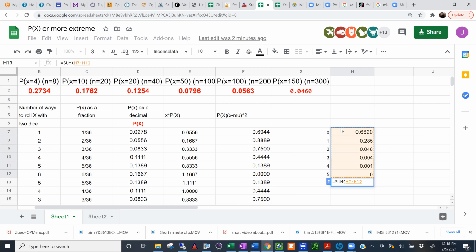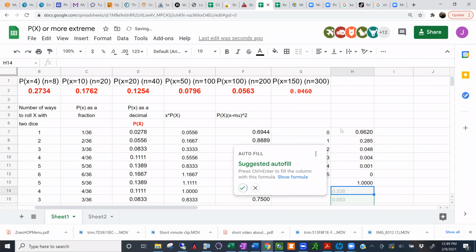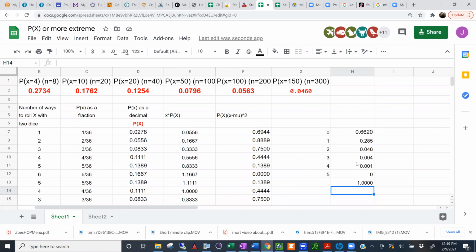Now, if this is a probability distribution, what should that sum to? 1. Should sum to 1. So your command should look just like this. We'll see if it sums to 1. And yeah, it does. And I can ignore the rest of this. I don't need it to autofill. So what we had there is a probability distribution.